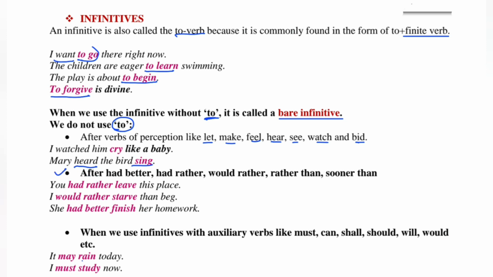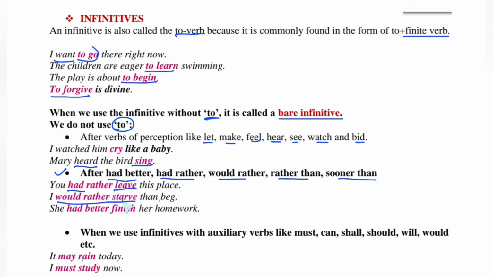We should not use to and infinitive after had better, had rather, would rather than or sooner than. For example, you had rather leave this place. Remember, whenever we see had, we think that it is past perfect and we use the third form of verb. But if you have had rather, then you should use the first form of verb. You had rather leave this place. It's giving advice. It's good for you if you leave this place. I would rather starve than beg. Would rather starve.